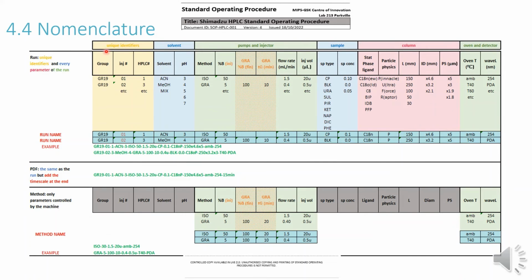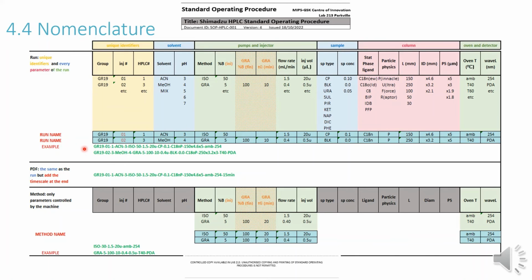When we name data files, we first start off with the unique identifiers, so the group number, injection number, and HPLC number. For each new injection, there will be a new number assigned. Then we list the parameters according to the progression of the mobile phase through the instrument. So firstly, we talk about the solvent, then the pump, etc. Separate each entry with a dash. Here are two good examples.